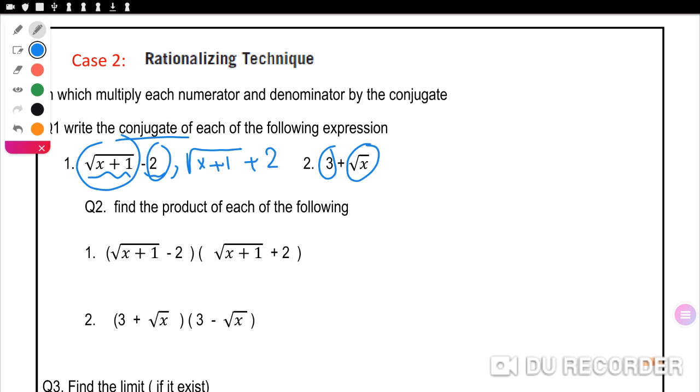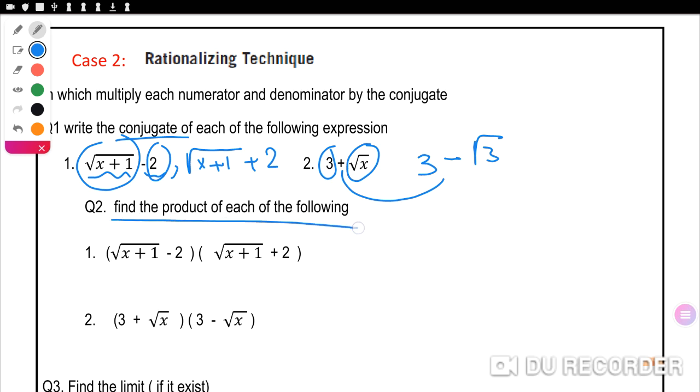What is the conjugate? Just change the sign between the two terms. Instead of plus 3, it will be minus 3, and keep the other term as it is. That is the meaning of the conjugate of any expression which does not represent a polynomial, as you see here. I'd like also to remind you to find the product of each of the following.